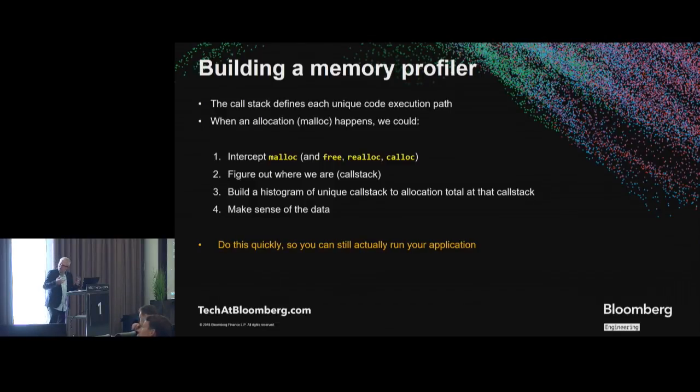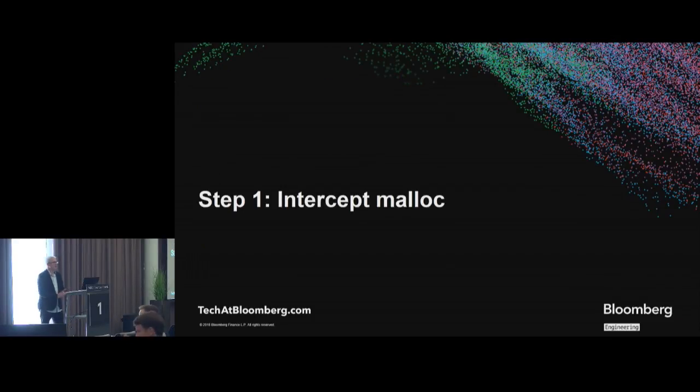And then we need a way of visualizing the result to make sense of this data. And we need to do this quickly. We really don't want our application to slow down too much when we have this mode enabled. Maybe a little bit of a slowdown is fine, but no more than a few percent perhaps. So how do we intercept malloc?